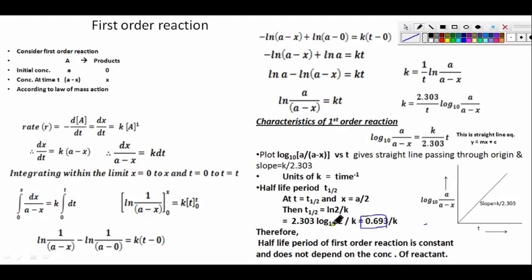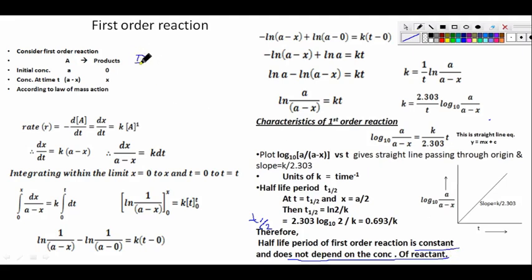You should remember this number. No need to calculate log 2 and multiply it with 2.303; you will always get 0.693. So remember this number: 2.303 log to the base 10 of 2 upon k is equal to 0.693 upon k. Now from this equation, the half-life period of a first order reaction is constant and independent of the initial concentration of reactant or the concentration of reactant.